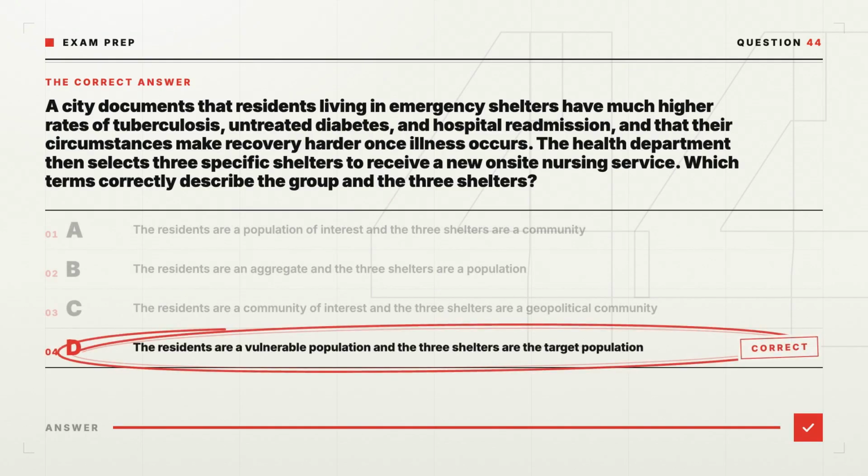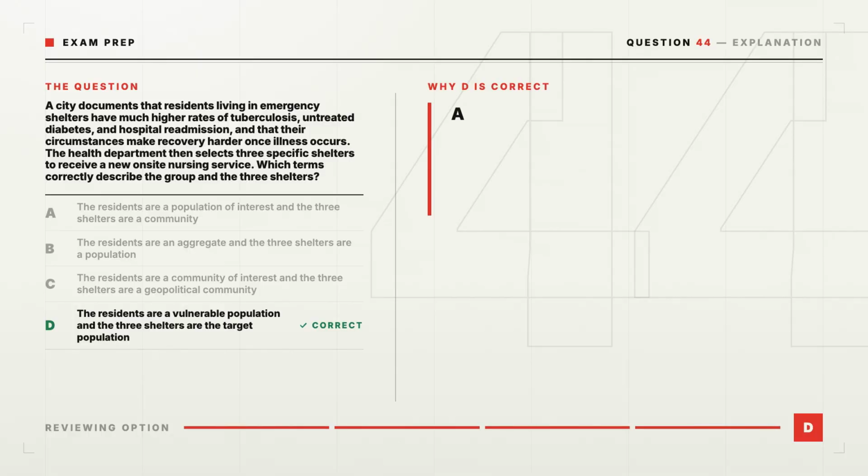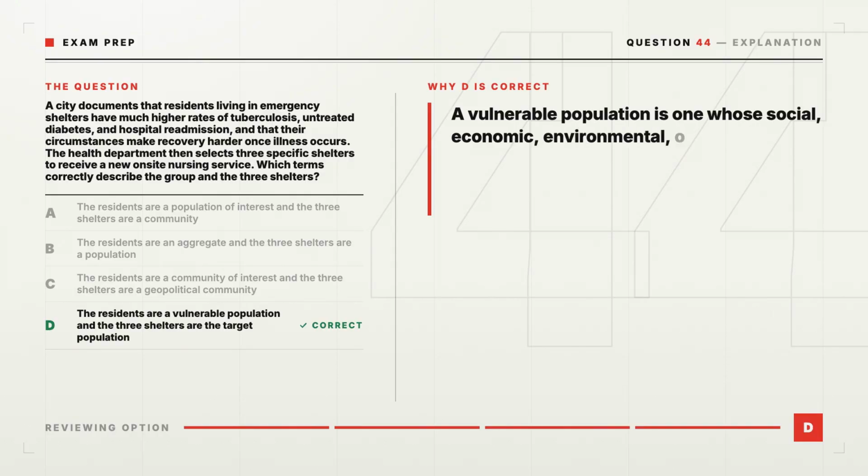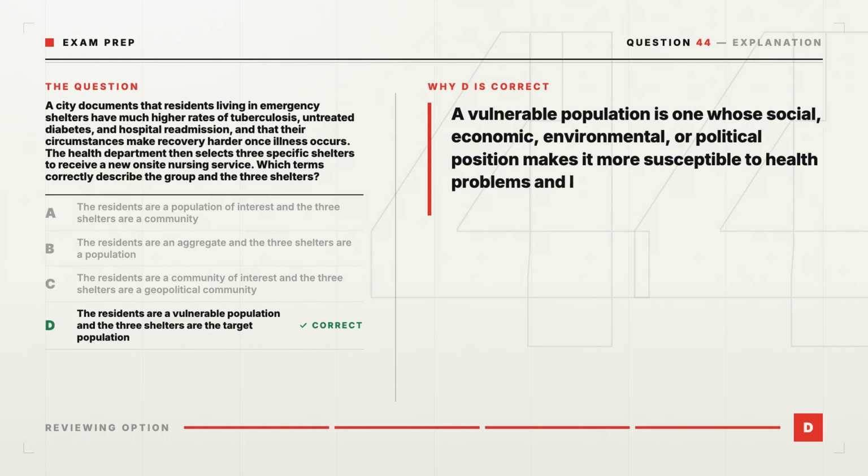The correct answer is D. The residents are a vulnerable population and the 3 shelters are the target population. D is correct because a vulnerable population is one whose social, economic, environmental, or political position makes it more susceptible to health problems and less able to recover from them. And people experiencing homelessness are the standard example. The target population is the specific group selected to receive an intervention, which is what the 3 chosen shelters become. The 2 terms answer different questions, one about susceptibility and one about program scope.